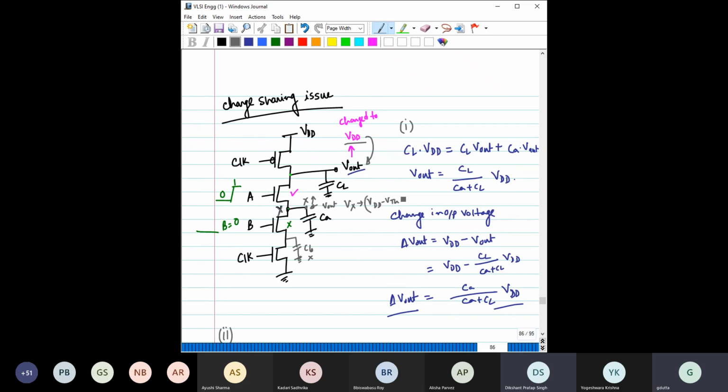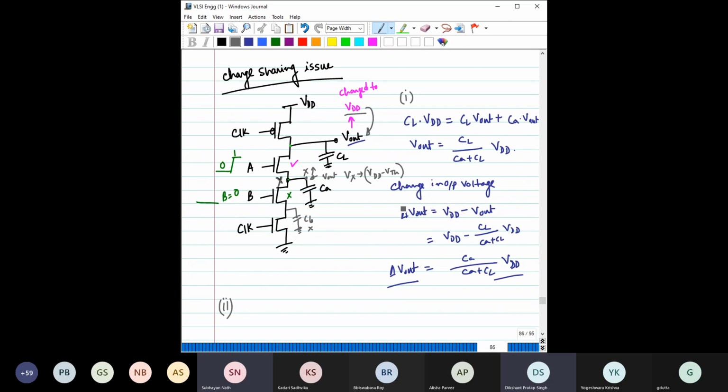Sir, in the first case also, why does V out equal Vx? Previously you told that the charges will be the same for both the capacitors, but today I think you were writing that V out equals Vx. Can you elaborate on it? Today we are writing V out equal to Vx.